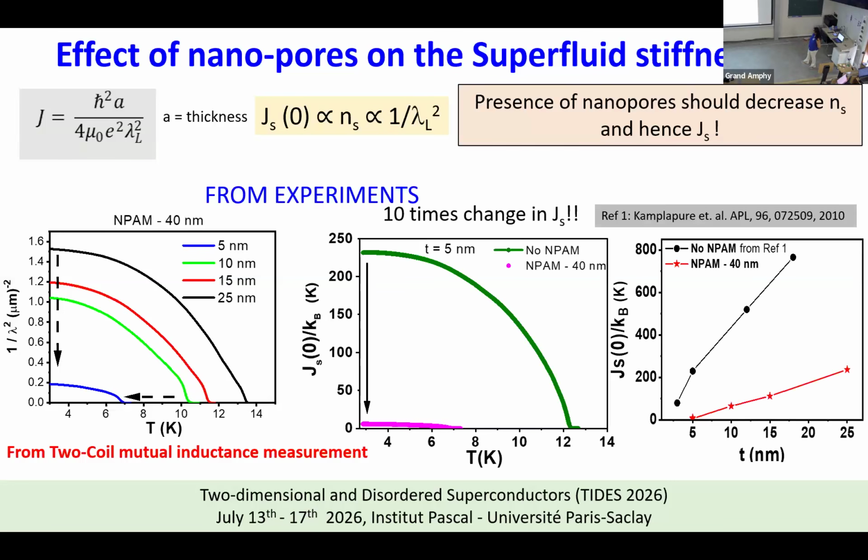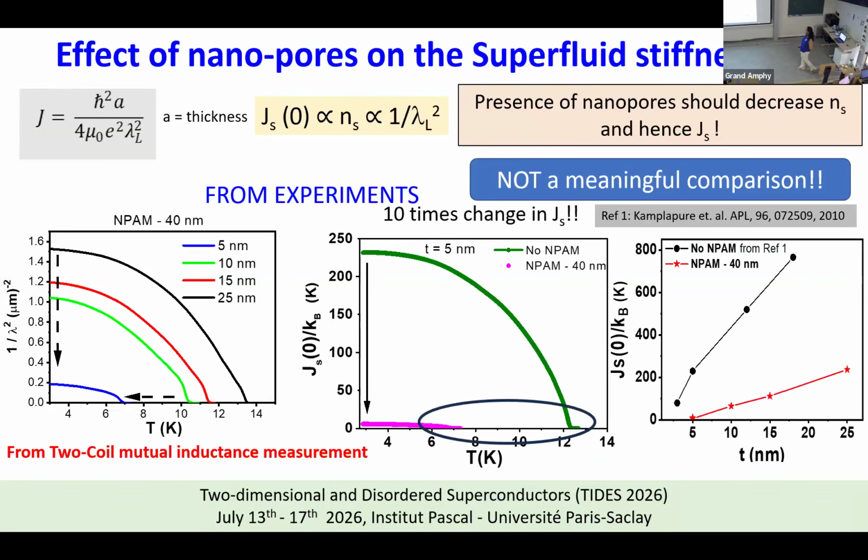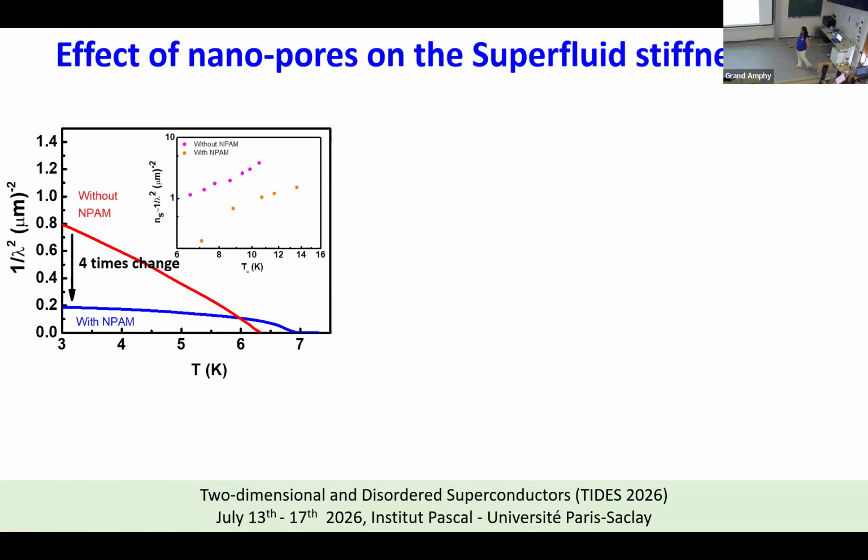Now, when we look at this 5 nanometer film, we compare the continuous film with the nanoporous films. You can see that there is a huge drop in the JS, and you see this for every thickness. But the question we wanted to raise is whether this comparison is meaningful, because here there is a huge difference in TC also. So this change in JS can be just attributed to the change in TC.